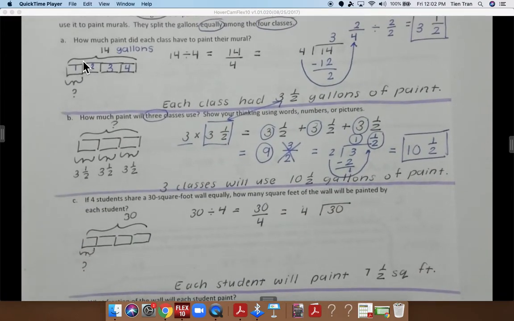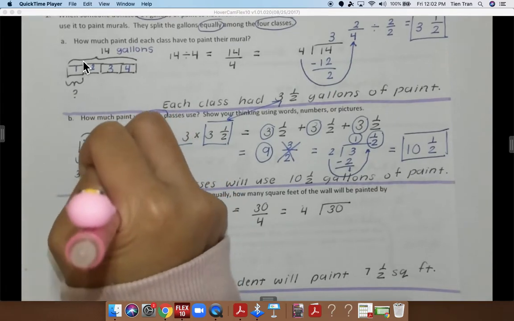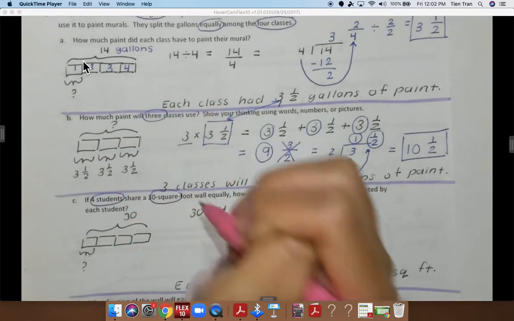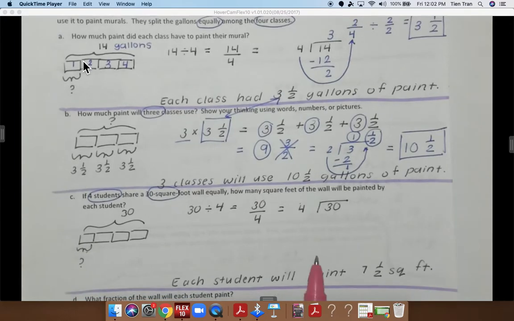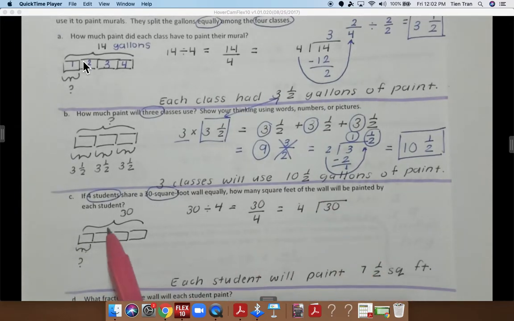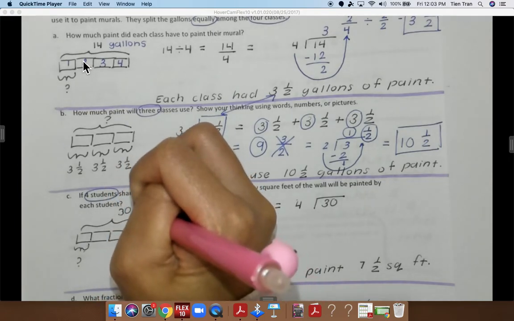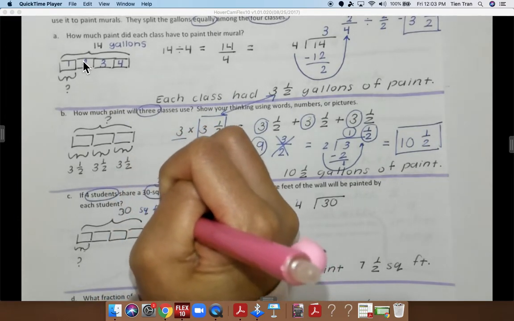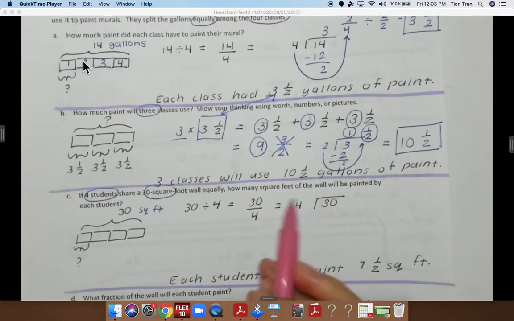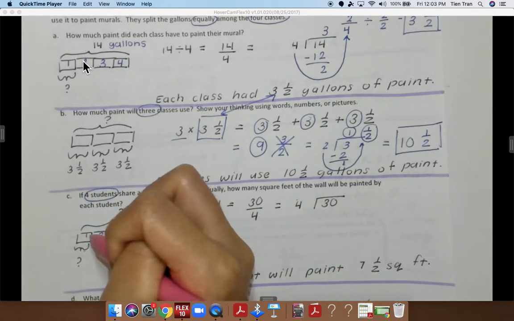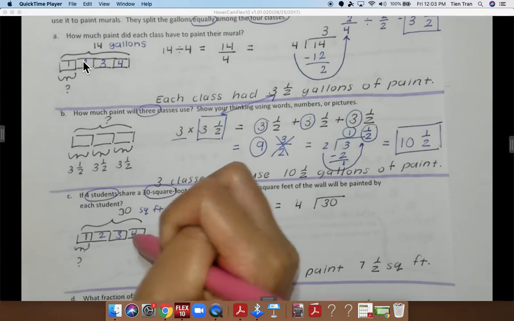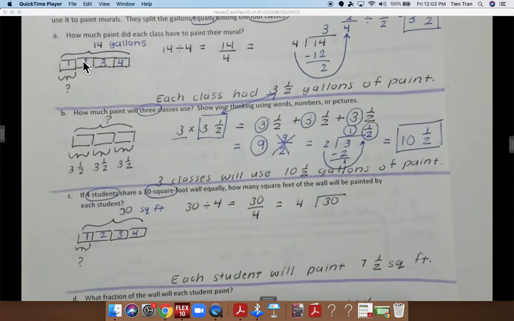For problem number 4, it says if 4 students share a 30 square foot wall equally, how many square feet of the wall will be painted by each student? So we know that it is a 30 square foot wall, and we also know that there are 4 students. So I have 1, 2, 3, 4. So we're trying to figure out how much will each student paint.